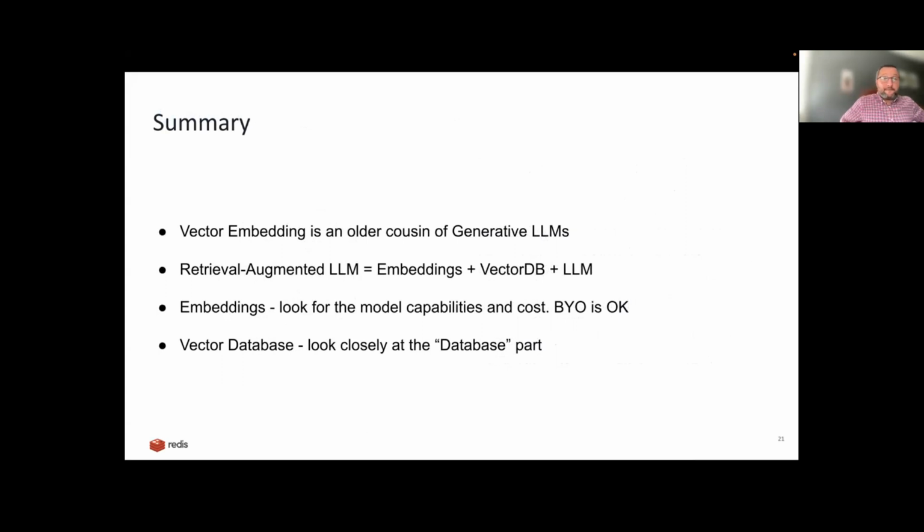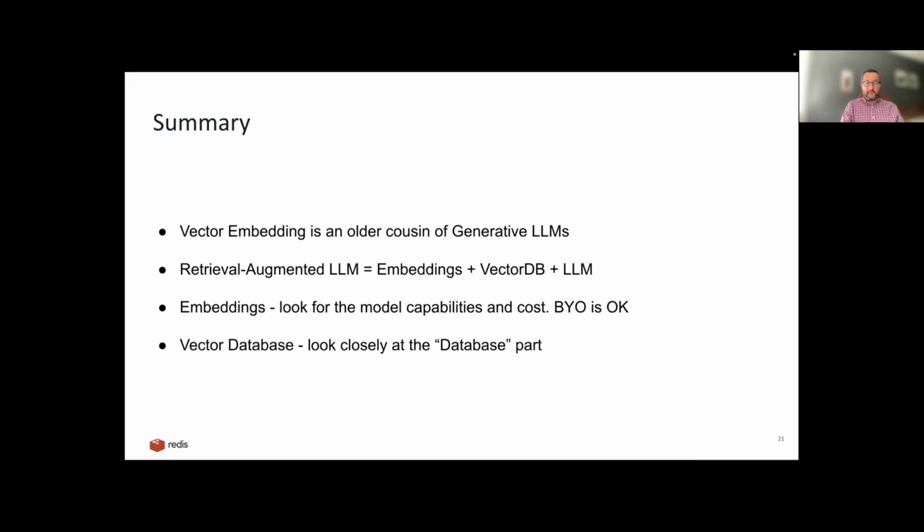So if I may make a summary, vector embedding is not just some weird thing that happened to be used in combination with generative large language models. It's an older, smaller cousin of generative large language models. If you build a retrieval augmented LLM, chat with your own enterprise documents, you need embeddings, vectors, and a large language model. And you can freely combine all of them. They're not married to each other.